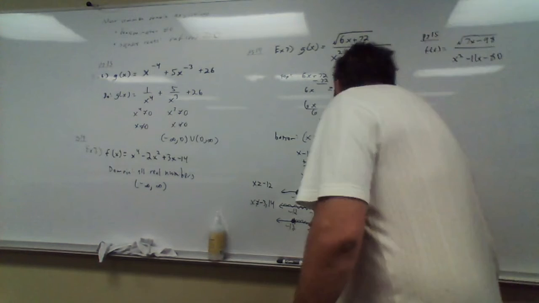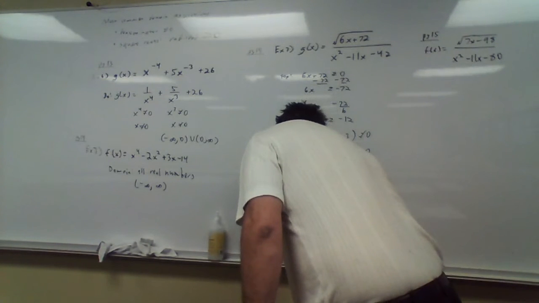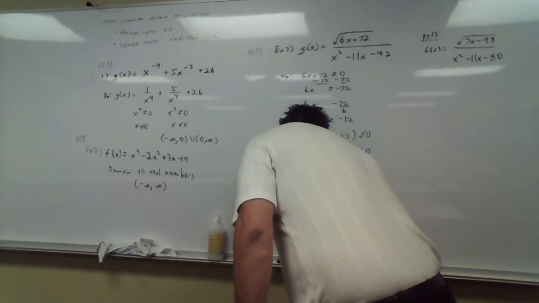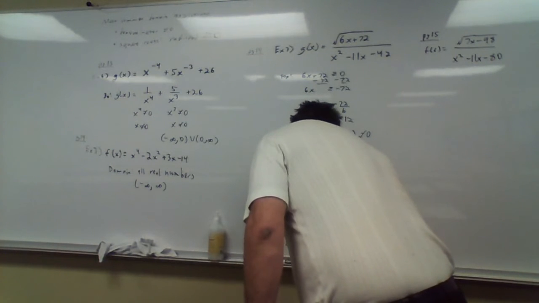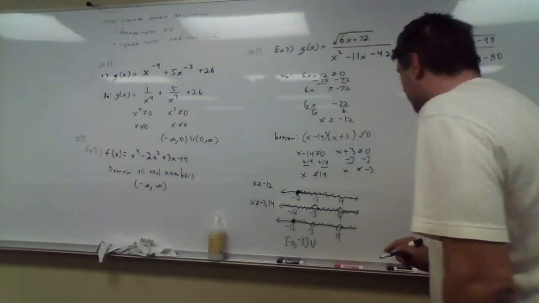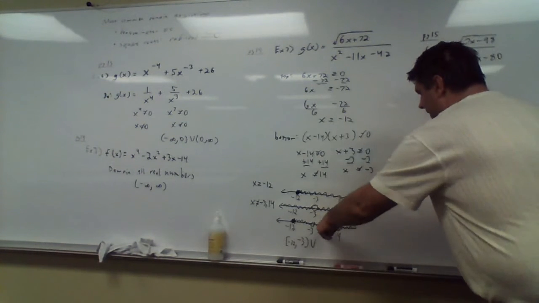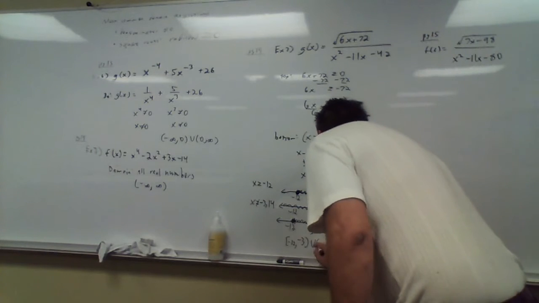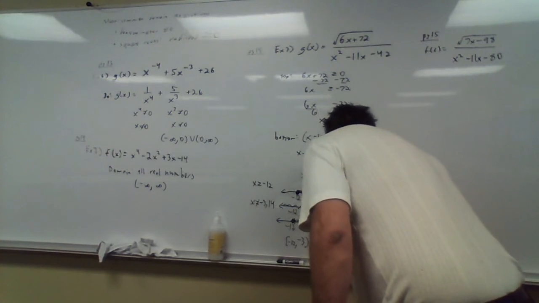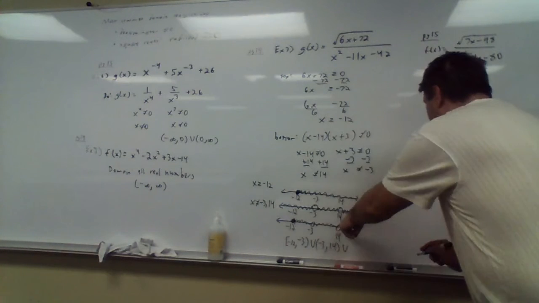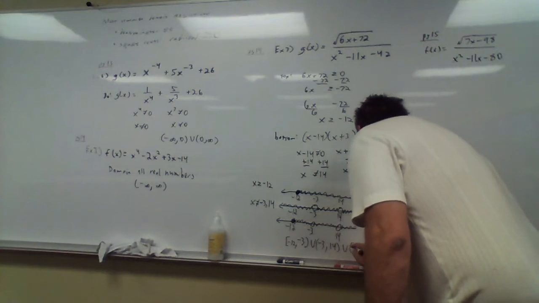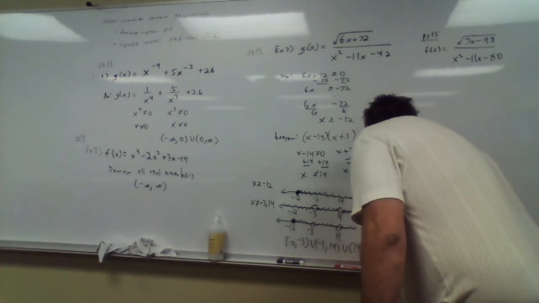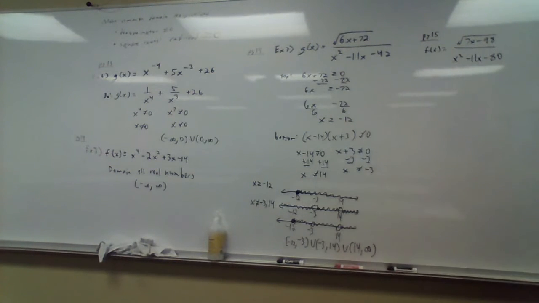Okay? So that's going to be closed dot for the negative 12, because it's already equal to, negative 3, not inclusive. Union. Negative 3 to 14 and not inclusive. Union. 14 to infinity, not inclusive. Okay?